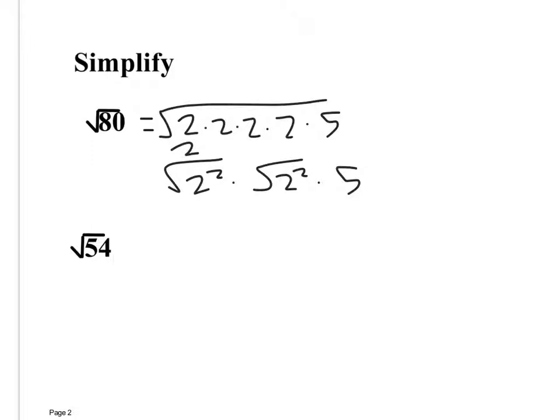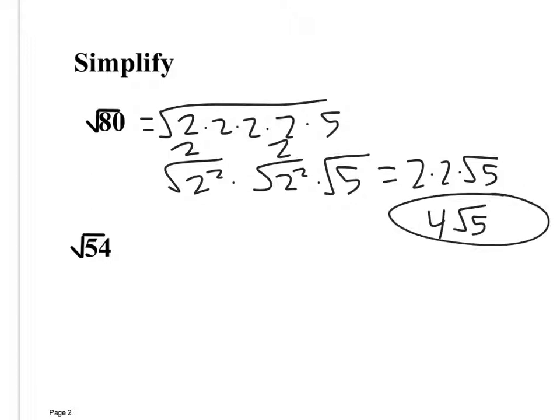What is the square root of 2 squared? 2, right? What's the square root of 4? 2, right? The square root of 2 squared is 2, right? And you can't do anything to the square root of 5. So you leave it as 2 times 2 times the square root of 5, or 4 square root of 5. Okay? That's what we'll leave it as, 4 square root of 5.